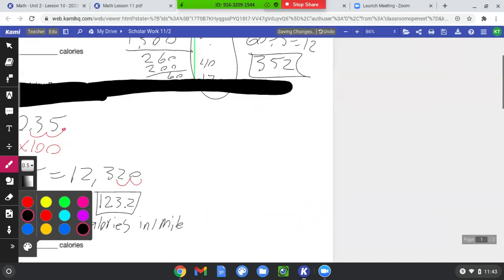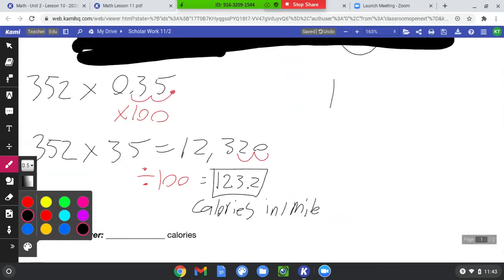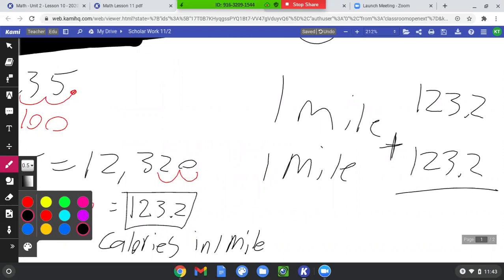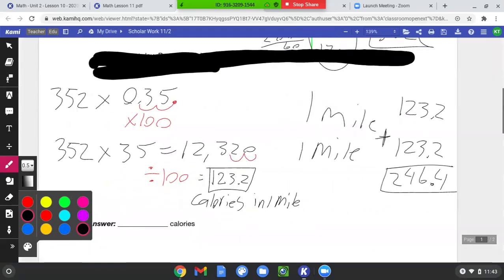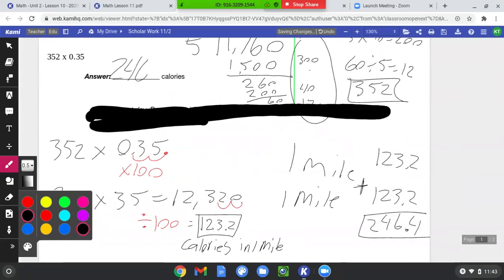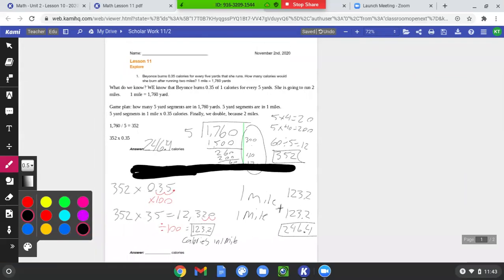So we need to double that because 1 mile plus 1 mile, because 1 plus 1 equals 2. That gets us 246 and 4 tenths calories for running 2 miles. You go, Beyonce. Good for you, girl.